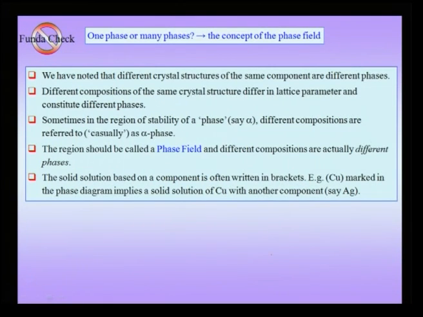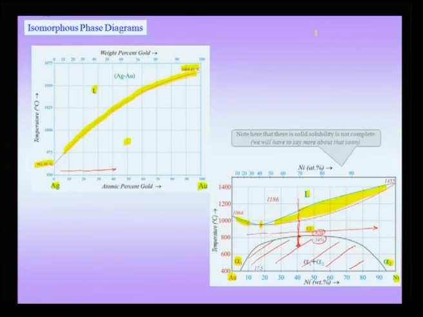Before we take up additional kinds of phase diagrams, let us make a small check of what we have learned so far. First is the concept of what is called the phase field. Often we may say in looking at a phase diagram like this, that this is my alpha phase, but we have already noted, suppose I take up my composition like this here, this is a different phase as compared to a phase which is here, which is a different composition.